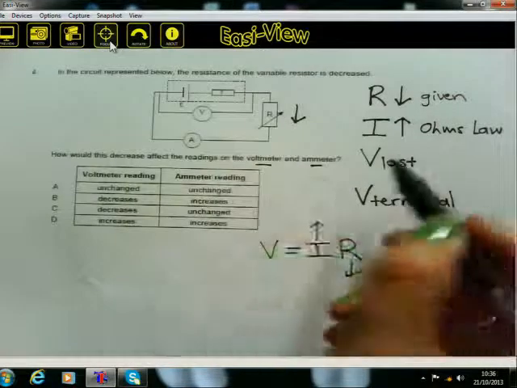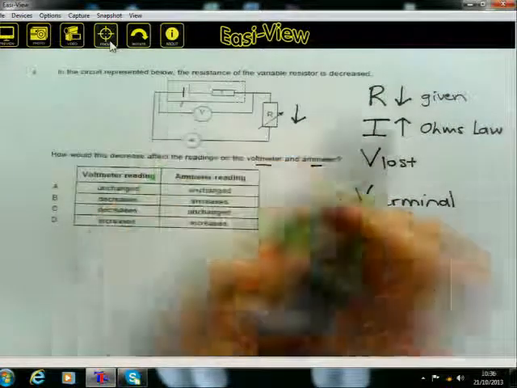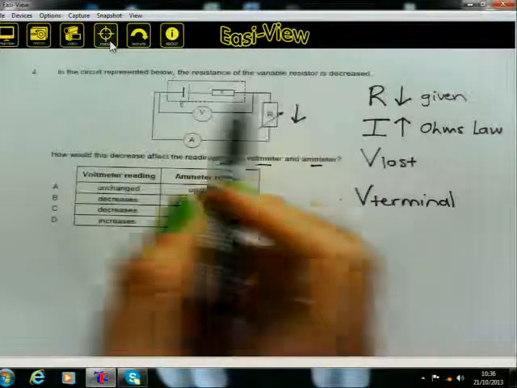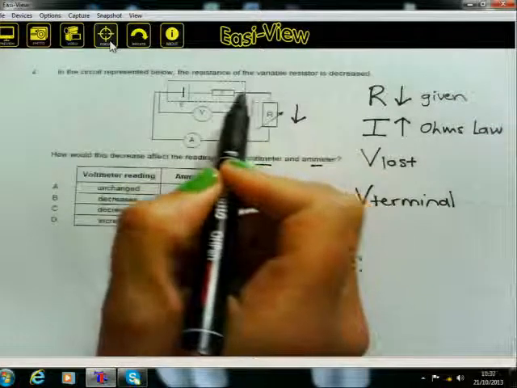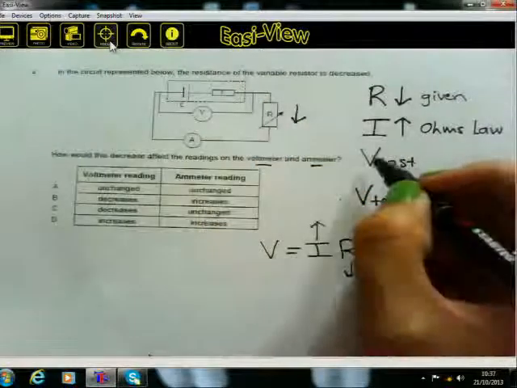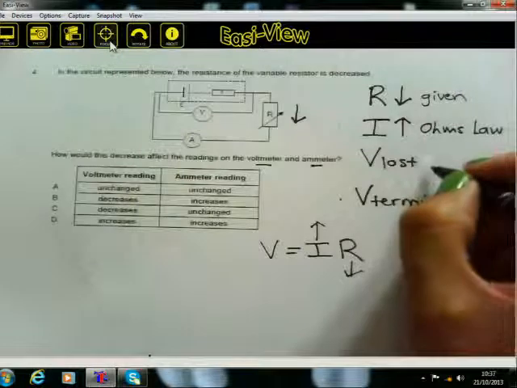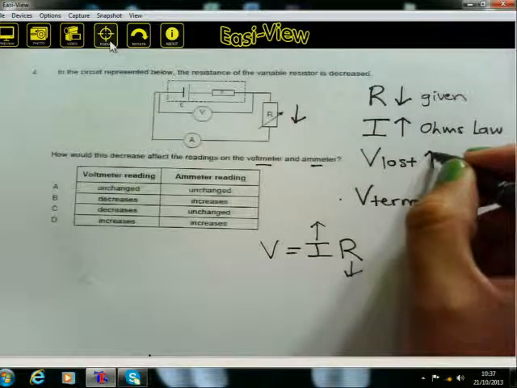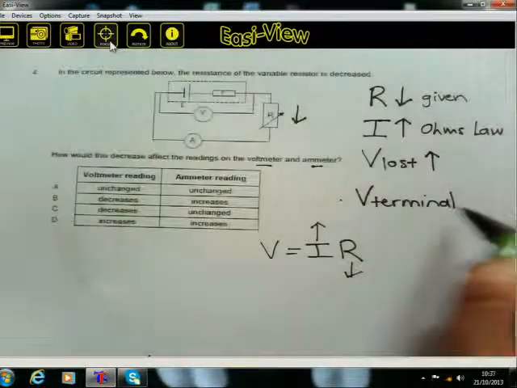Then, if the total current in the circuit increases, what happens to V lost? I flows through the internal resistor. So they are directly proportional. So whenever I increases, V lost will also increase. Now what will happen to V terminal?